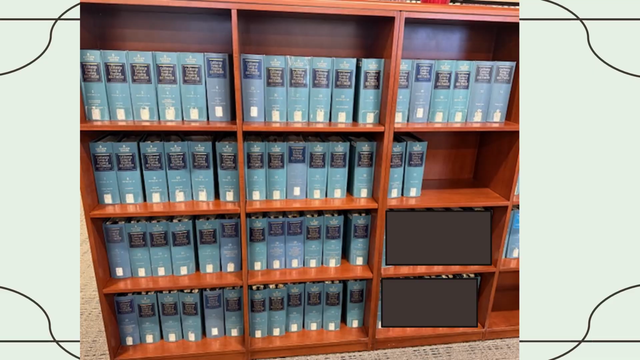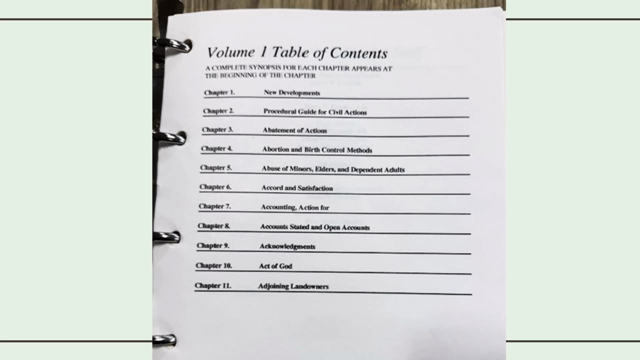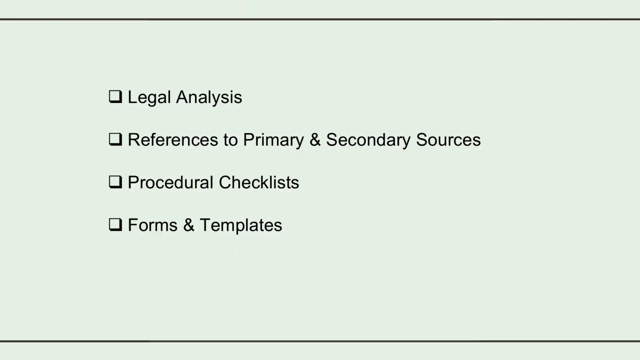And this is what it looks like. In the front of every volume is a table of contents that lists the names of the chapters in that volume. Each chapter is organized into 4 parts. First, a legal analysis of the issue, then references to primary and secondary sources, then procedural checklists that you can use in preparing, and finally, forms and templates.